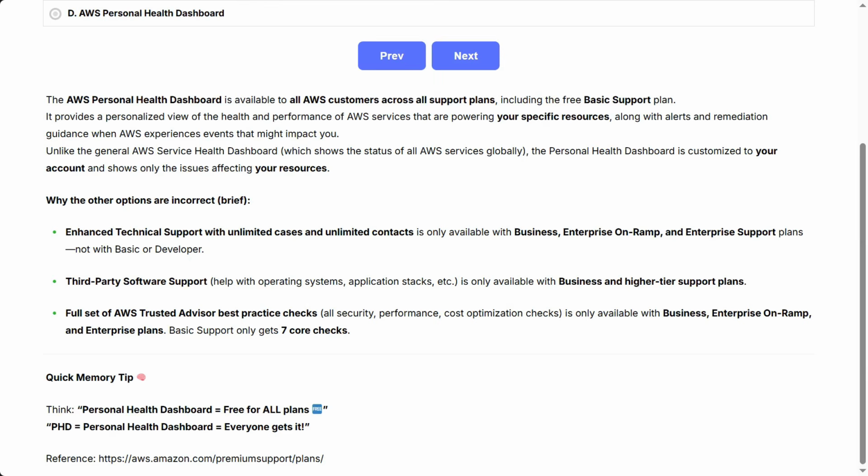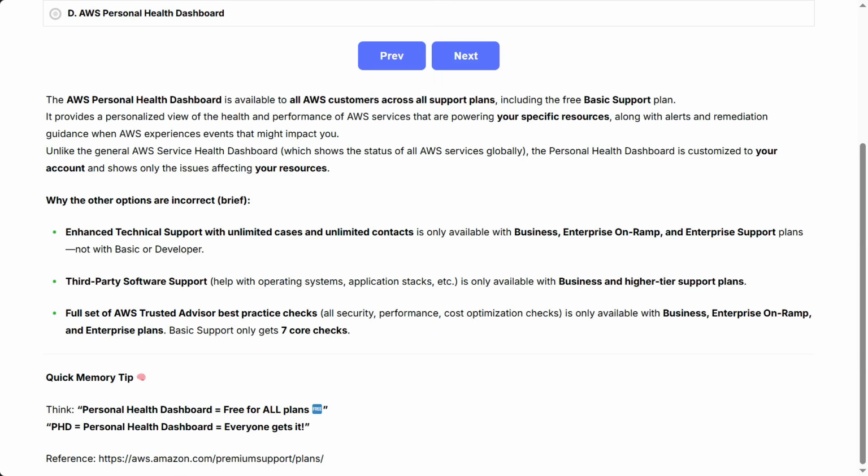Unlike the general AWS Service Health Dashboard, which shows the status of all AWS services globally, the Personal Health Dashboard is customized to your account and shows only the issues affecting your resources. Why the other options are incorrect. Brief. Enhanced technical support with unlimited cases and unlimited contacts is only available with Business, Enterprise On-Ramp, and Enterprise support plans, not with Basic or Developer.